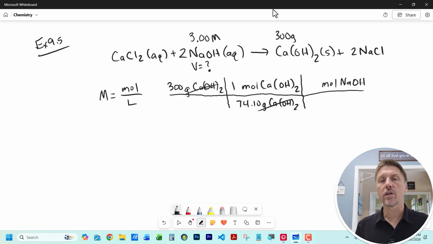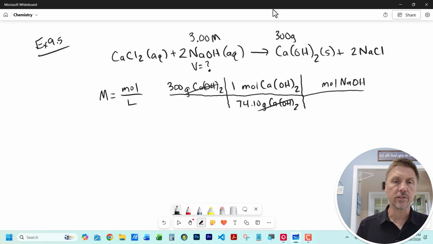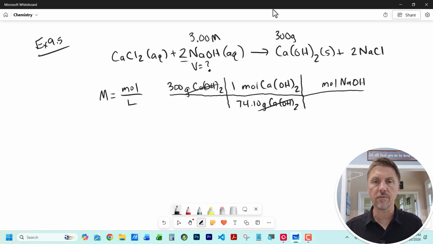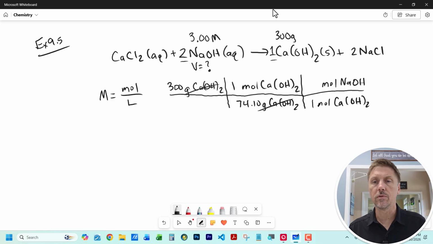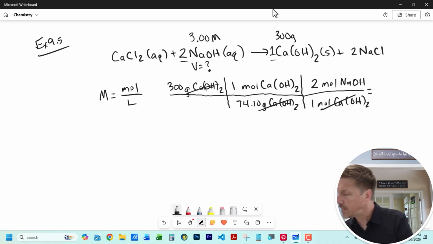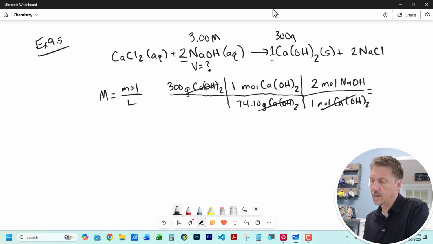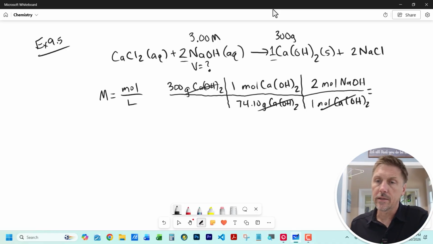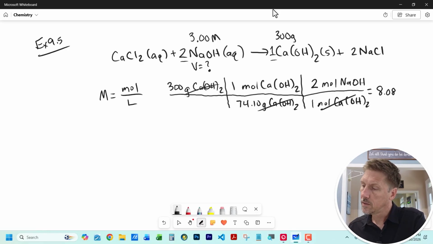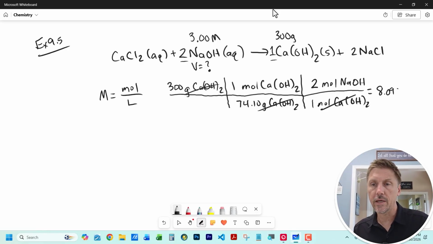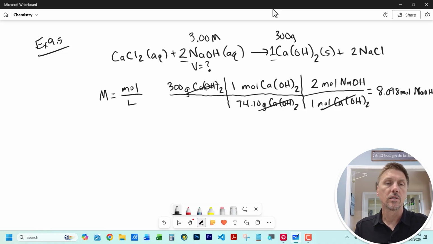And then if we're going to go from moles of Ca(OH)2 to moles of NaOH, we're going to use these stoichiometric coefficients in front of these guys, right? There's an understood 1 here. And so we know that 1 mole of Ca(OH)2 is equal to 2 moles of NaOH. So we do the math with that, plugging all of that in our calculator. We finally get a value of, let's see, where is that calculation? 8.098. No, sorry, 8.098 moles of NaOH. All right, so that's what we need now to plug in our formula right here.